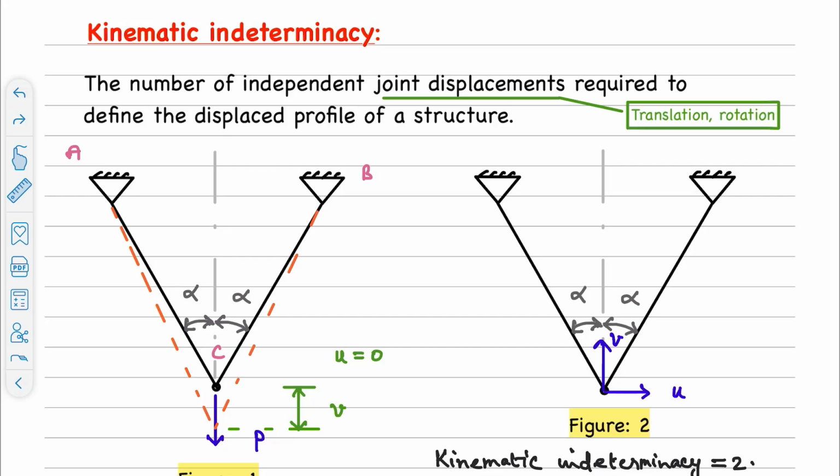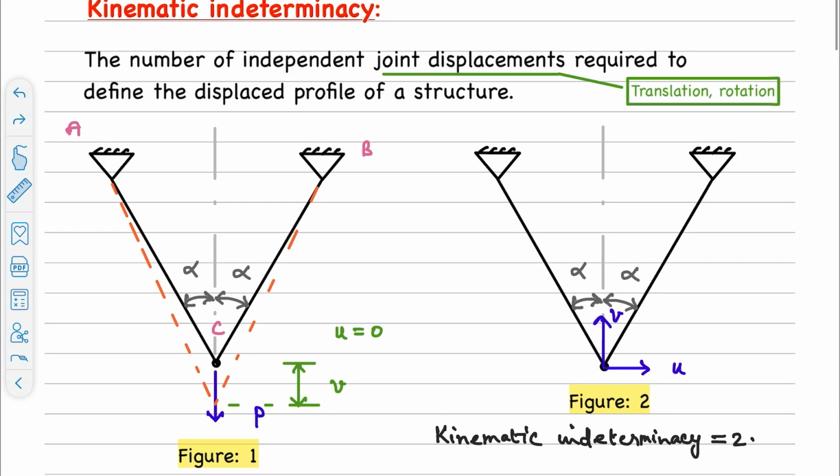We can say the kinematic indeterminacy is the number of unknown independent joint displacements required to define the displaced profile of a structure. For a planar structural system, if we consider a joint, there are two ways in which joint displacement can happen. That is, one is translation and another one is rotation. Now let's see the kinematic indeterminacy of a truss first.